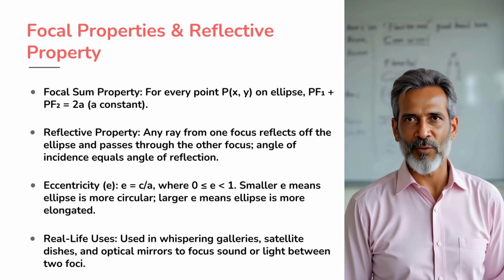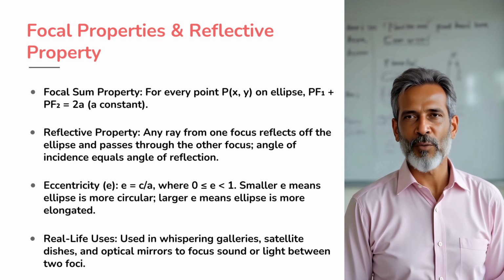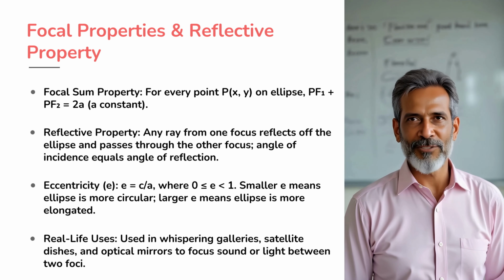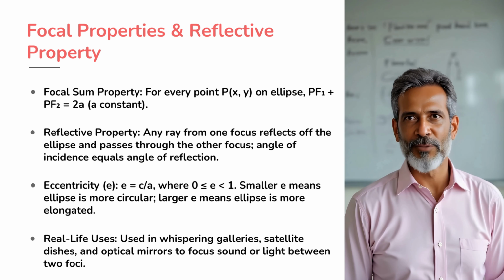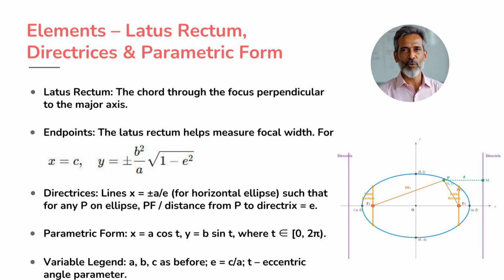The measure of how stretched an ellipse is called eccentricity, denoted by e. It's given by e equals c by a, where c is the focal distance and a is the semi-major axis. For all ellipses, e lies between 0 and 1. Smaller e means more circular, larger e means more stretched. Let's now look at some important elements of the ellipse.